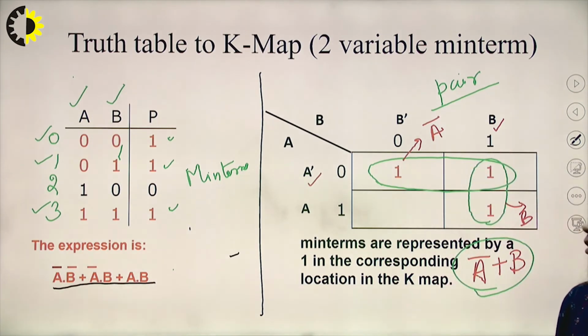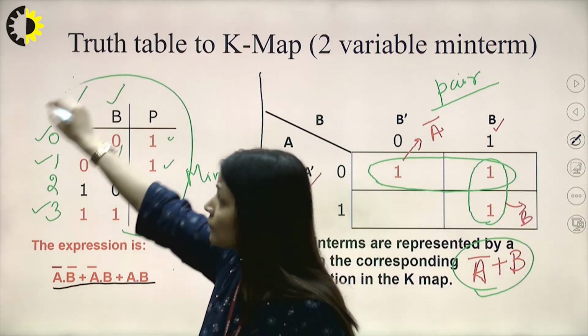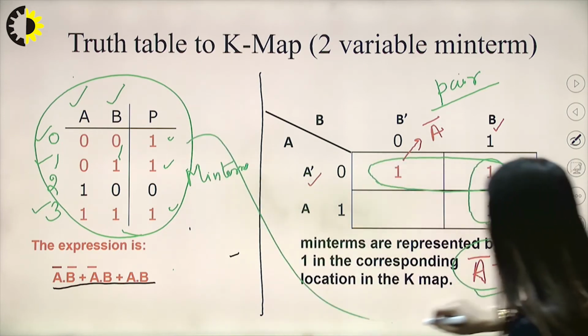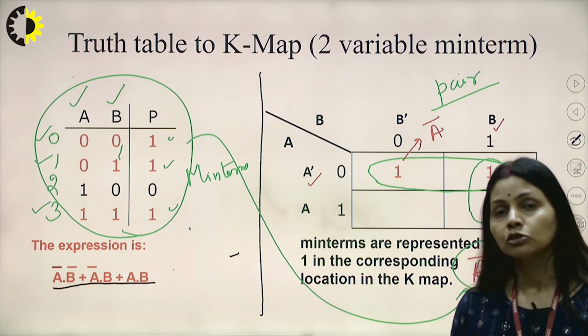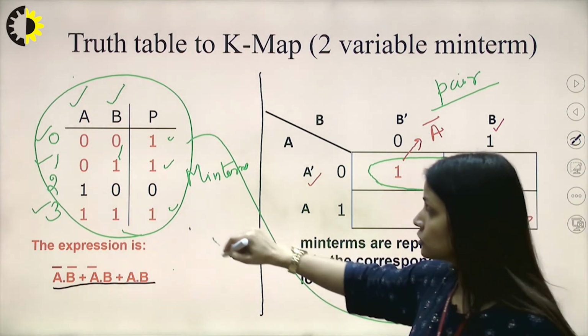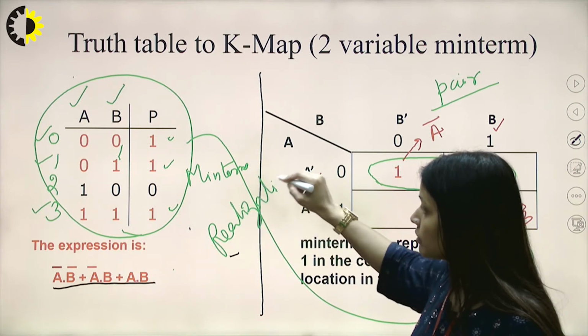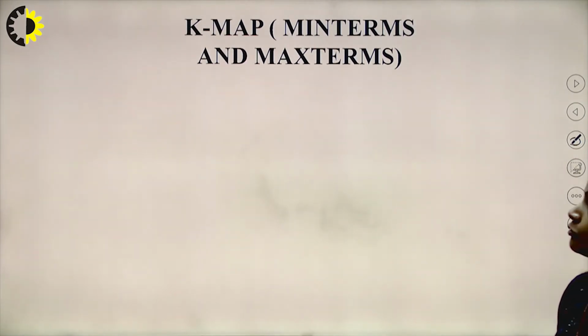One more application is that, whatever my truth table is, using this K-map I can get the realization of this particular truth table. So this is the realization of the K-map. Now coming to the next part.